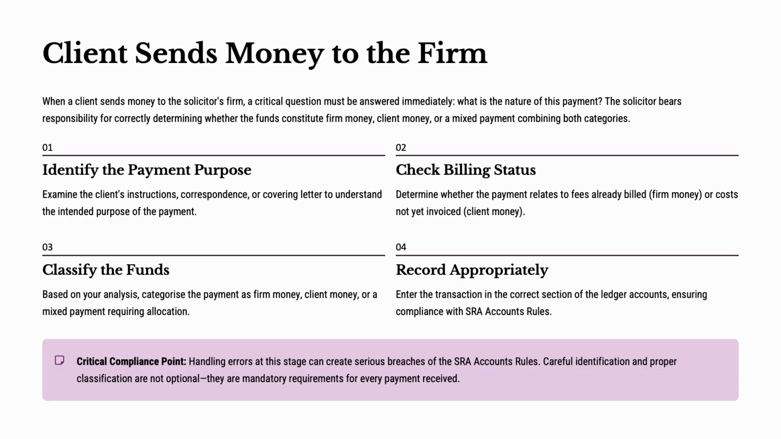Client sends money to the firm. When a client sends money, the solicitor must decide: is this firm money, client money, or a mixed payment? This is critical because misallocating funds can breach the SRA rules. The correct accounting entry ensures client money stays safe and firm money is correctly recorded. So those are the four steps that we need to keep in mind. And once there is any error, we should be careful to correct it at that point.